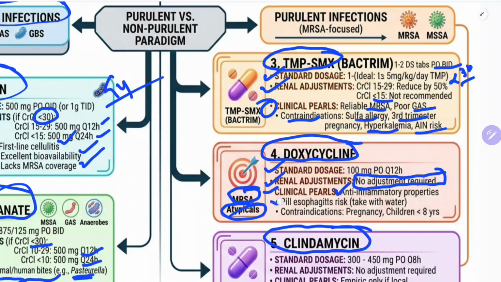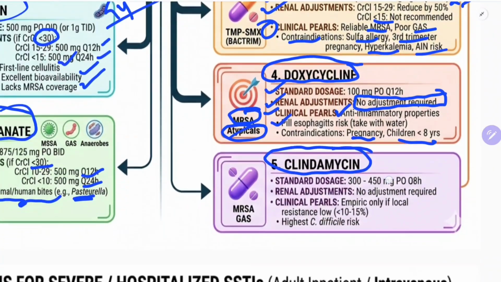One important thing is it should be taken along with a full glass of water because it causes esophagitis and heartburn very easily. Contraindications: pregnancy, you can't use this. Children less than 8 years, you can't use this. So that's about the second antibiotic.